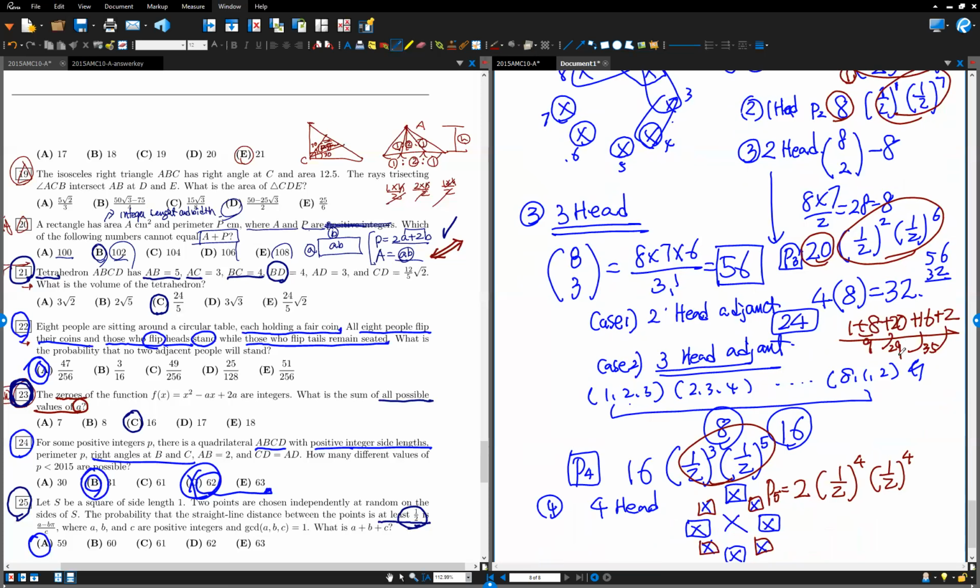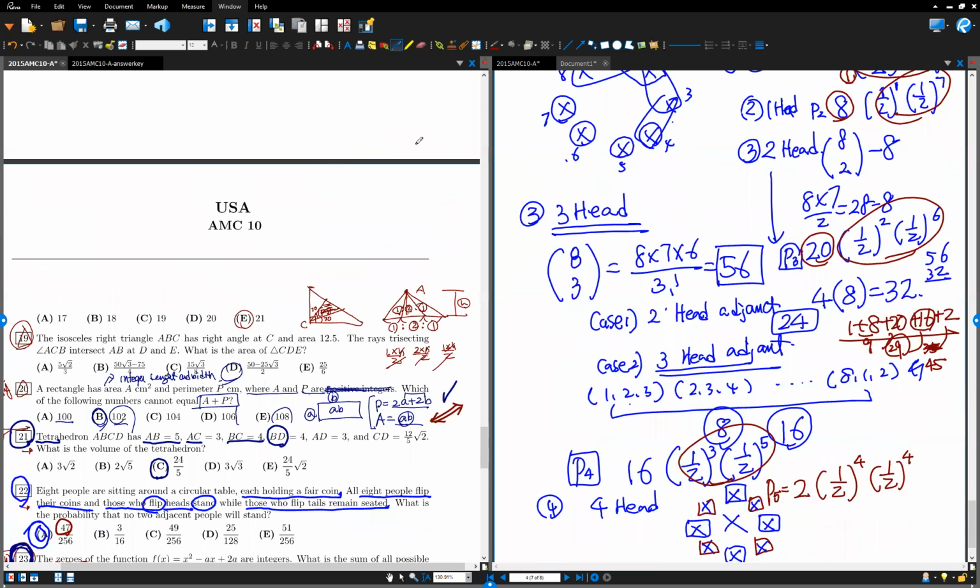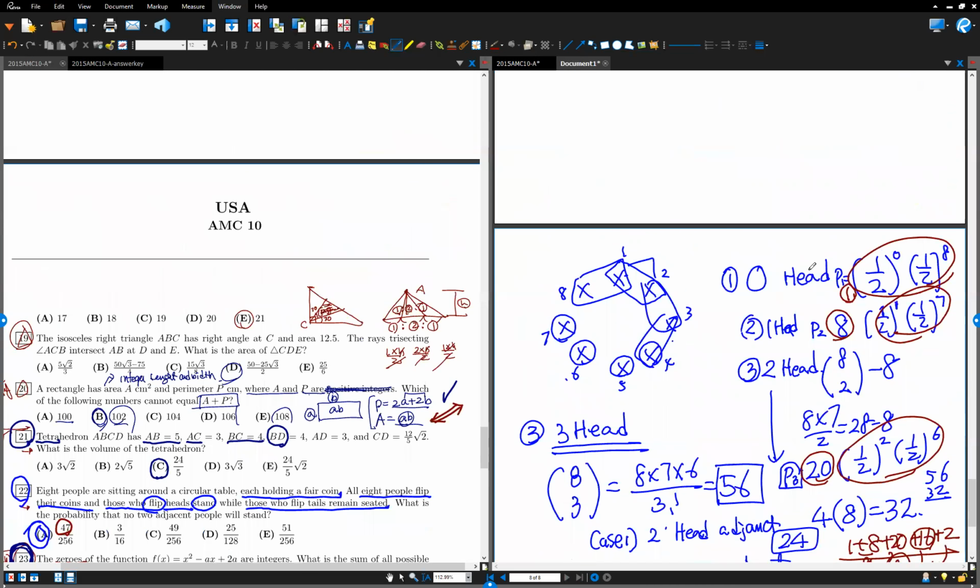No. 29, 16 is what? 40, 45, right? Yeah, 47. Okay, 47. Oh, they're including, right? 0 head also, okay? They include 0 head also. Oh, this is a little bit weird.